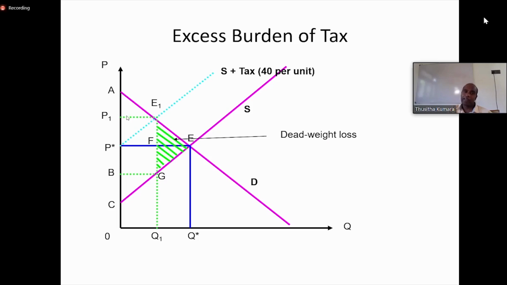Now we know A, E1, P1 is the consumer surplus. P1, E1, P star is the producer surplus. P1, E1, G, B is the total revenue to the government. Now, there's a problem. It's not a problem. If we know this P1, E1, P star area, the producer surplus, we can easily calculate. Sometimes it is counted as producer surplus as well as total tax to the government. Therefore, what we do, we take P1, E1, P star out and put it here.